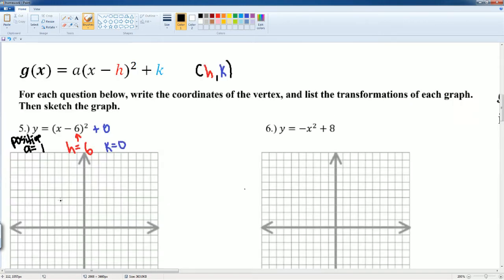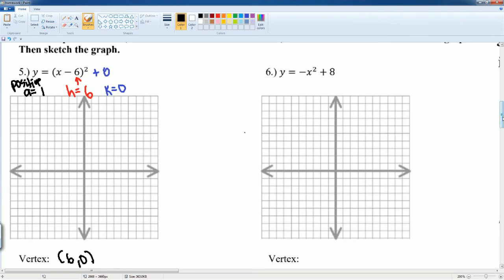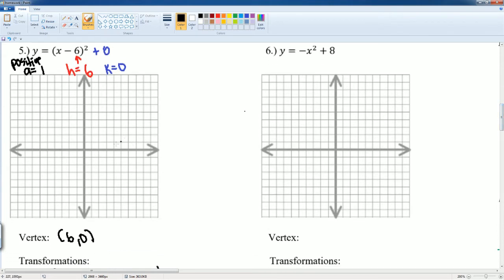To sketch it, okay, so it originally started here at (0, 0). Then it moved right 6. So 1, 2, 3, 4, 5, 6. So this is where the next point is. There was no movement vertically. So this is the original one. Okay, it looks like this.